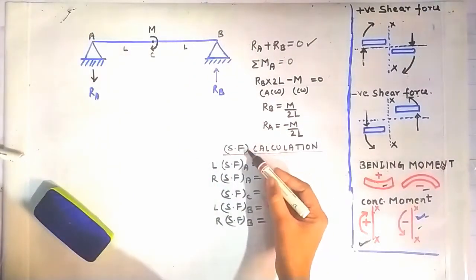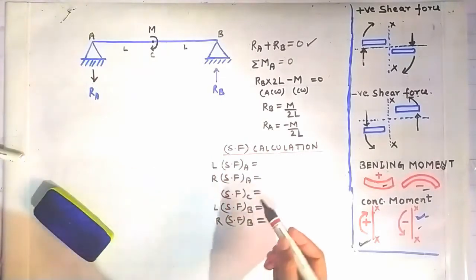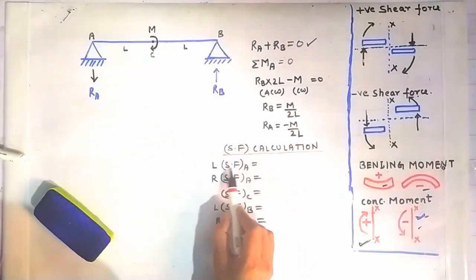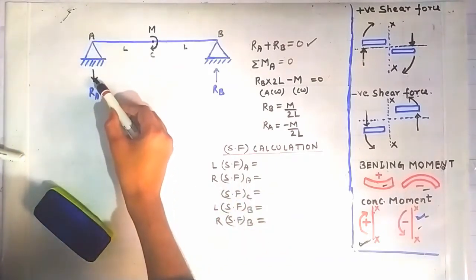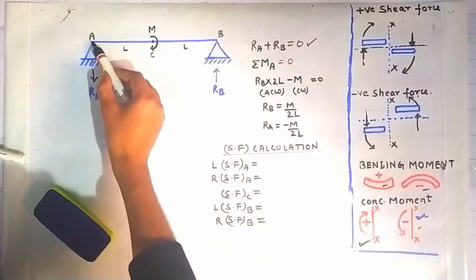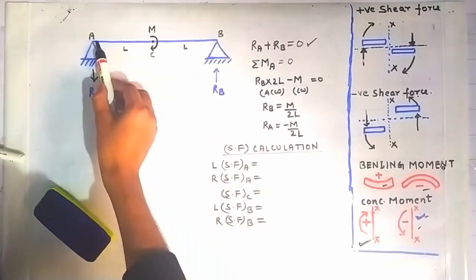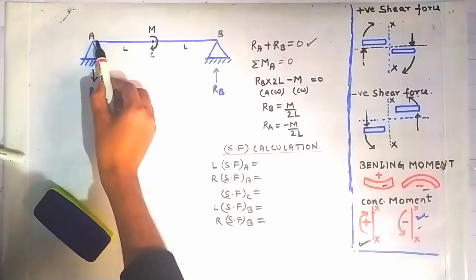Now friends, we will calculate the shear force at the points A, C and B. For that, what we have to do? We have to find out the shear force on the left side of the point A and on the right side of the point A. Why? Because there is a reaction RA acting at this point A. That's why we have to find out the shear force on the left side and on the right side of the point A, because shear force will change suddenly when going from the left side of the point A to the right side of the point A.